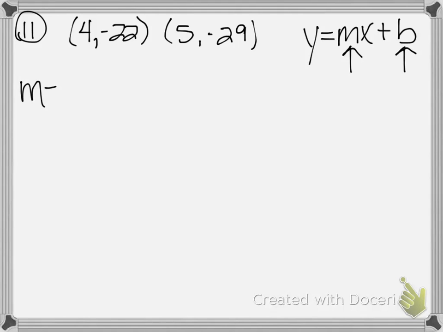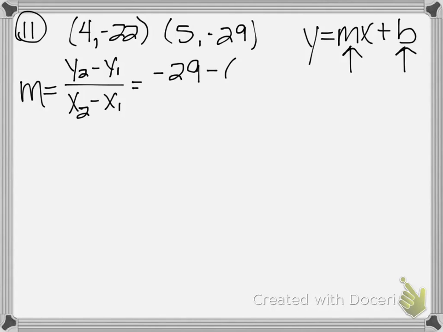And the slope formula is on your formula sheet. But if you don't remember it, it's pretty much subtract your y's on the top and subtract your x's on the bottom. And just be consistent. So if I start off with negative 29 minus negative 22, then I better go 5 minus 4. Okay, I have to be consistent.